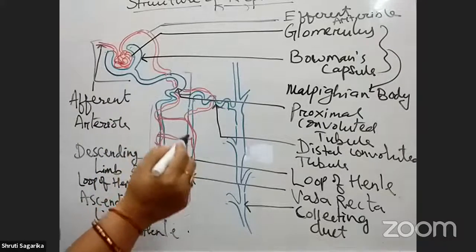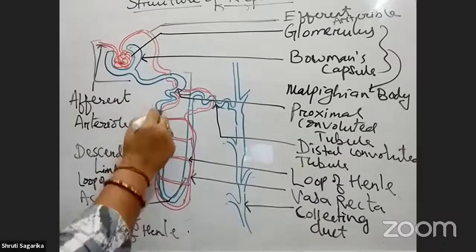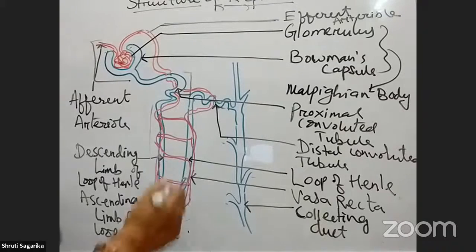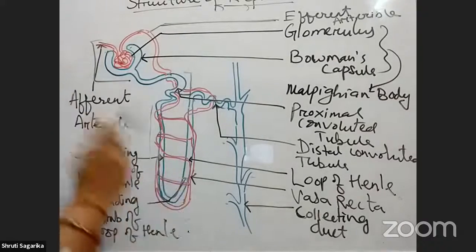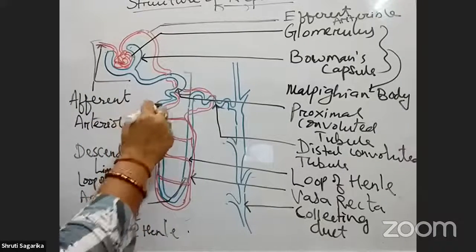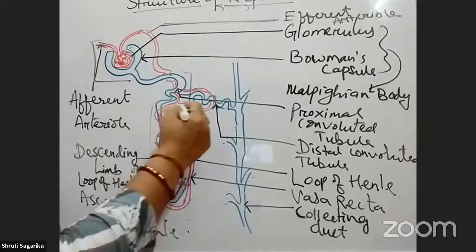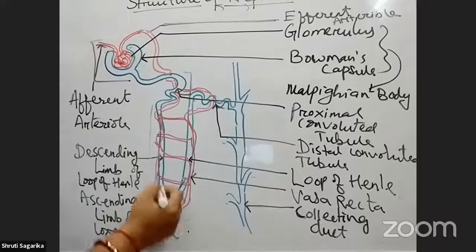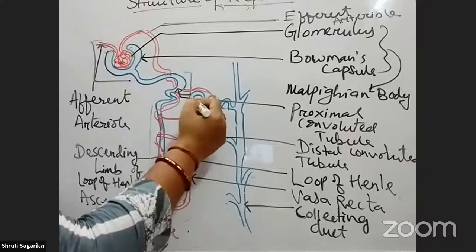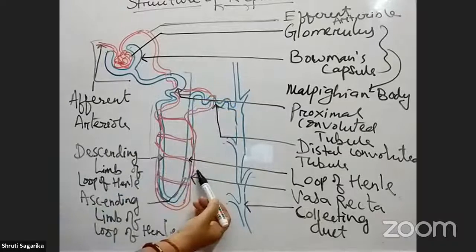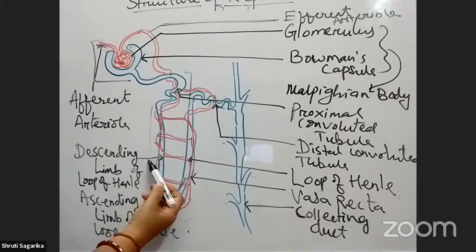It is called the loop of Henle because it forms a loop inside the medullary area. Is it clear? So this is called the loop of Henle. Now the loop of Henle has two arms, right? One is the descending limb and the other is the ascending limb. So the tube comes down, again moves up. This side is descending, this side is ascending.